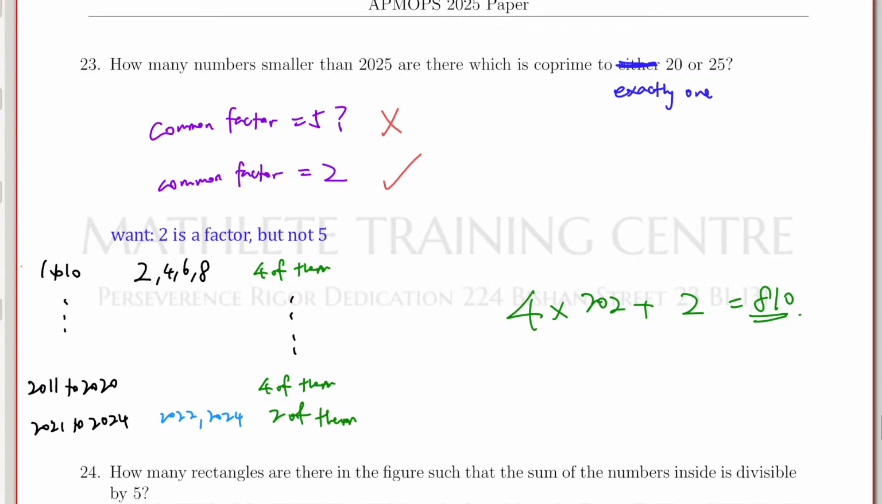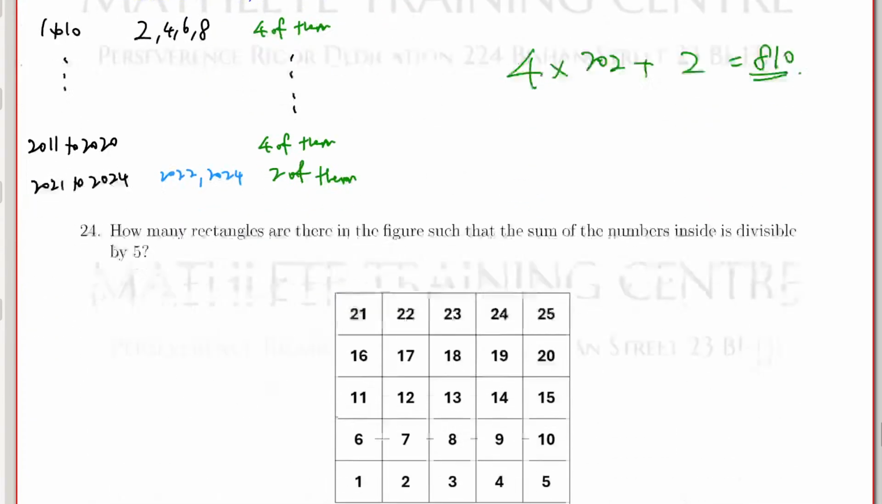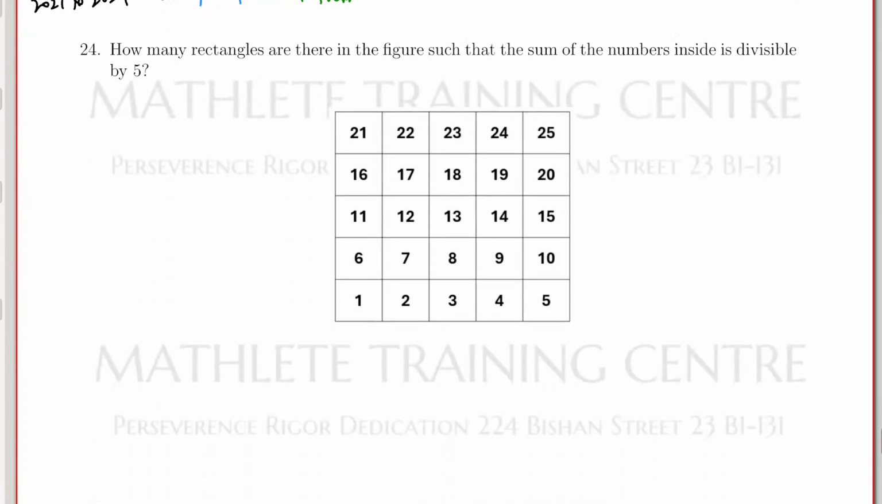Okay, let's move on to question number 24. For those of you who have taken RMO, you'll get a sudden flashback at this question, because it is something you recognize. But the question in the RMO was actually a 7 by 7 table, if you remember correctly.